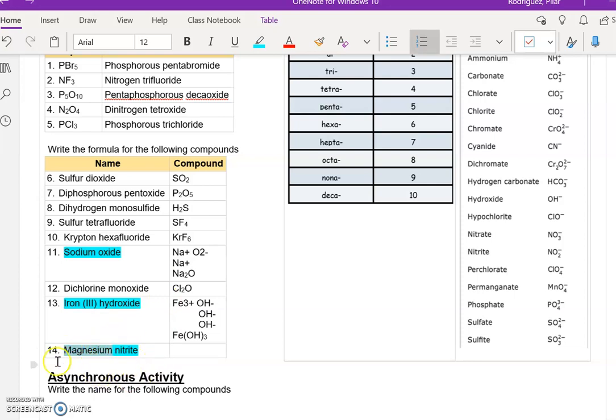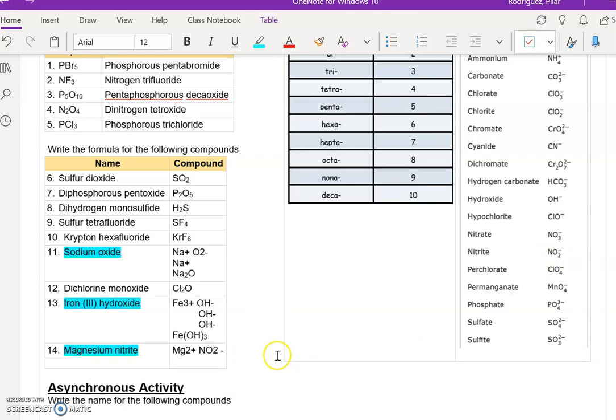All right, and last one, it's also highlighted because it is definitely not a molecular compound. Magnesium is a metal, so I was trying to trick you there. So Mg, I know that it has a 2 plus ion from the periodic table because it's in group 2, and it's a metal, so it's a positive. And nitrite, nitrite is right here, NO2 minus, so NO2 minus.